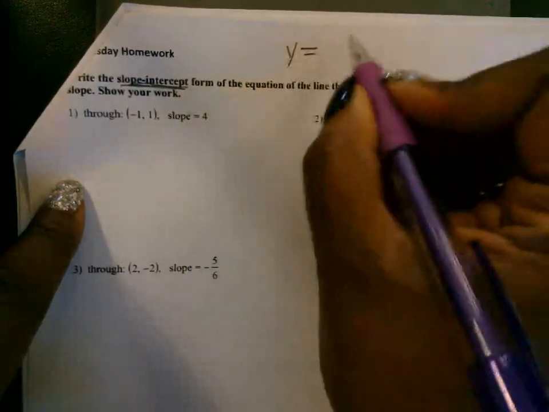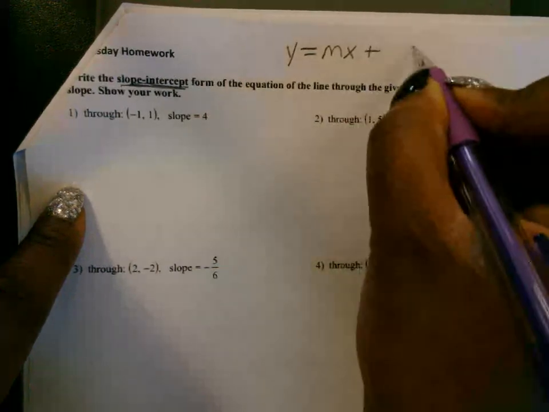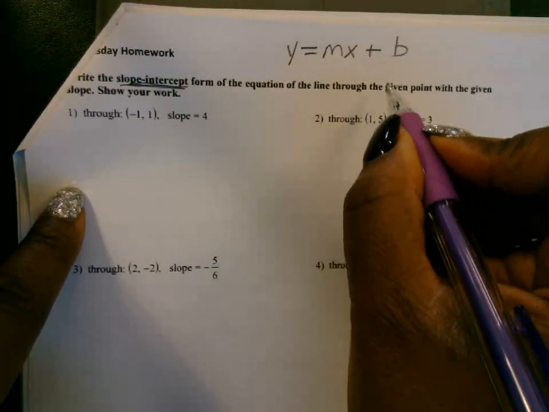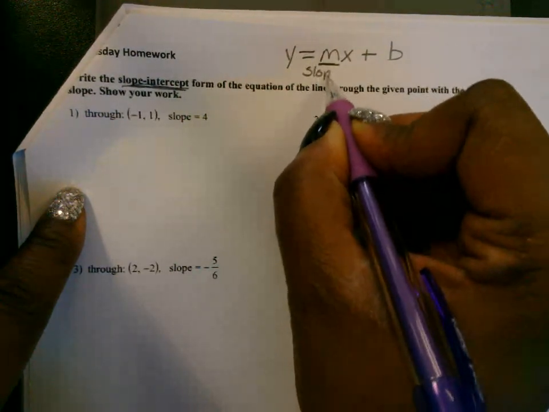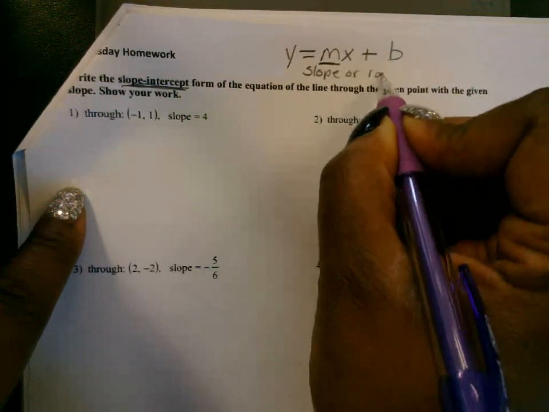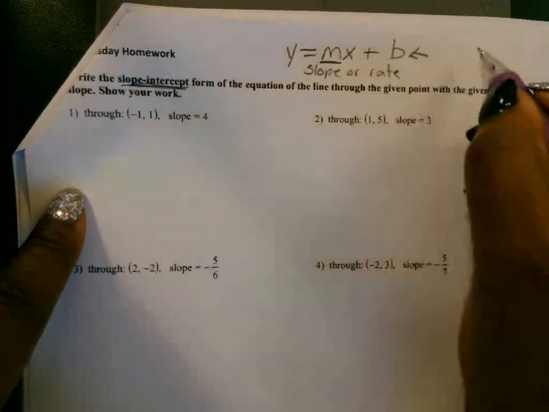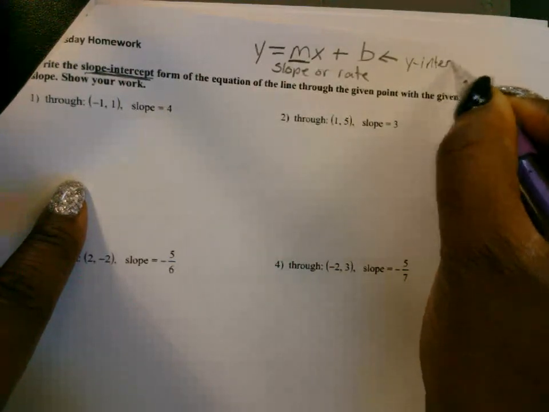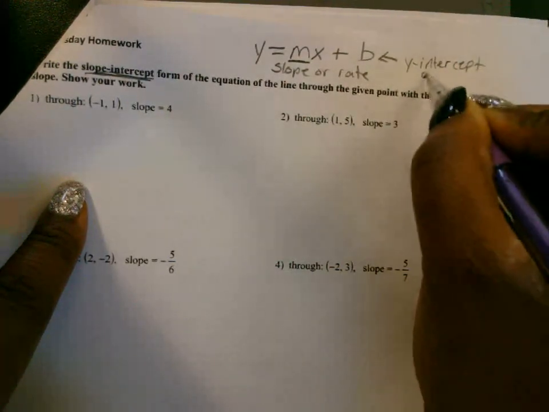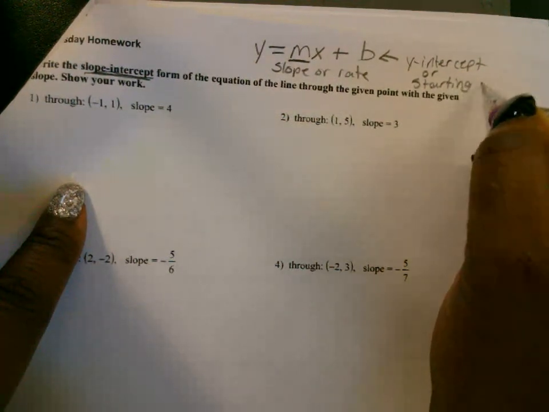When you have y by itself, it's equal to a number attached to x plus or minus a number that has no variable attached to it. This number that's attached to x is going to be the slope or rate, the rate increasing or decreasing. And then this number right here that has no variable attached to it is going to be the y-intercept. It's where the line crosses the y-axis, or it's considered to be the starting amount in a word problem, okay?